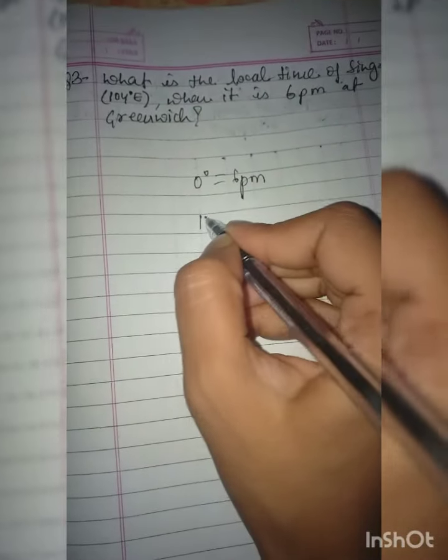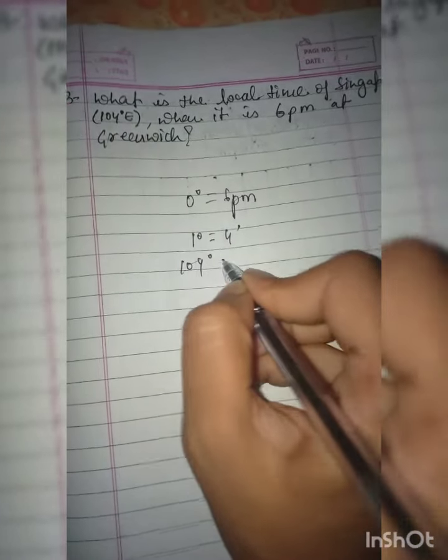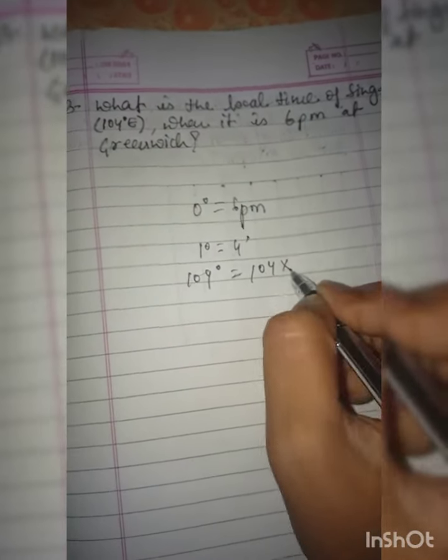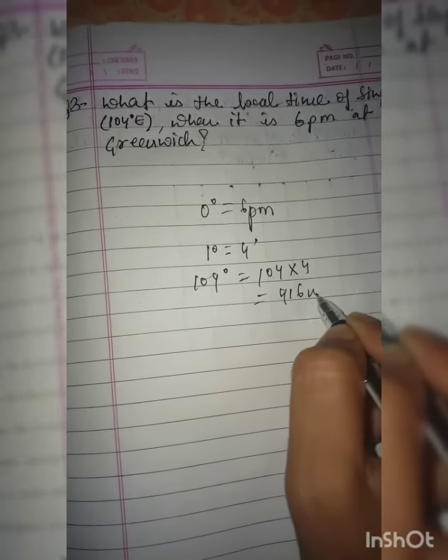Right, as we know that 1 degree equals 4 minutes. So now here we have 104°. So 104 into 4. So it will be 416 minutes.